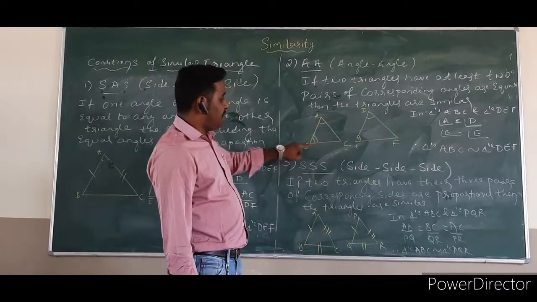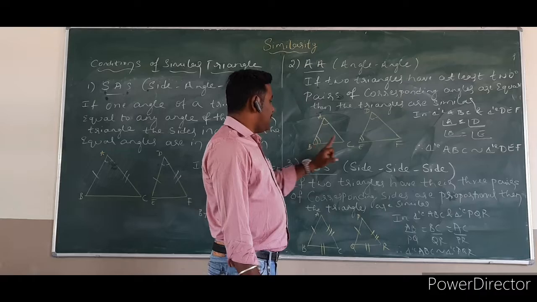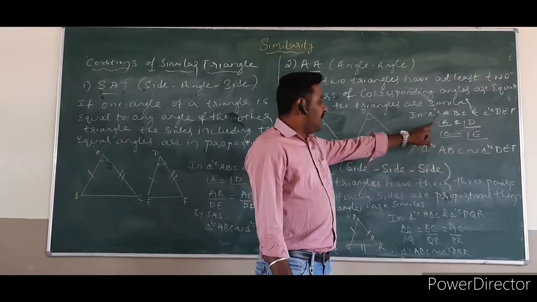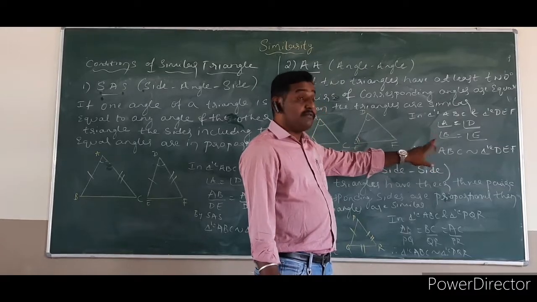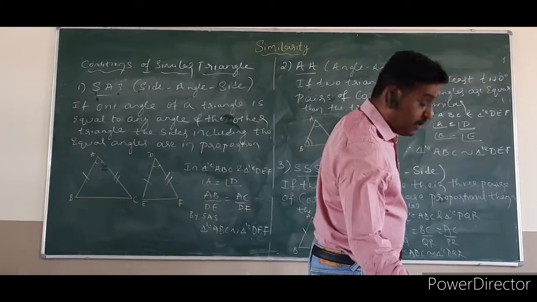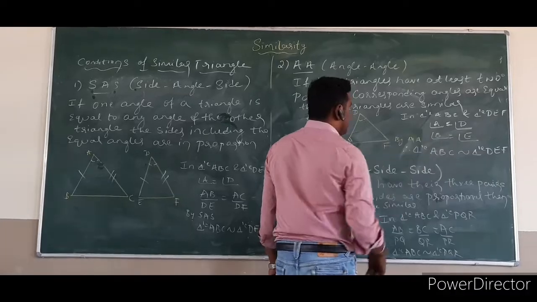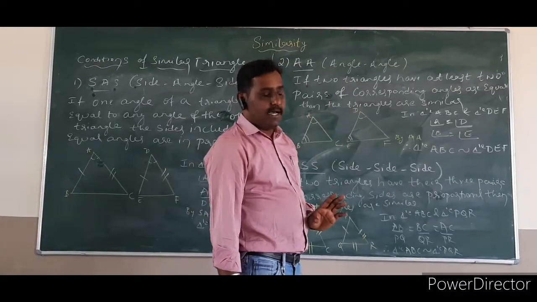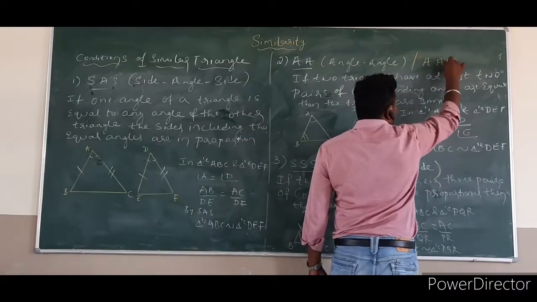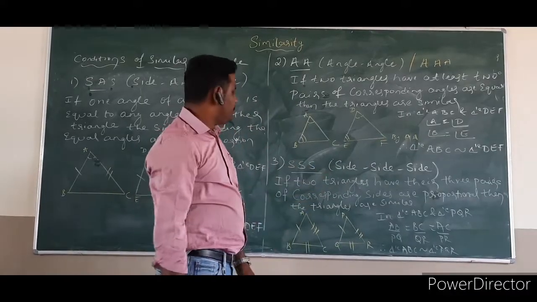So look at triangles ABC and DEF. Angle A is equal to angle D, and with the double mark, angle B is equal to angle E. So two angles are proved. Based on these two angles, by the AA test, these two triangles are similar. While writing in the answer script, it is very important to state which postulate you are using. We can also call this AAA or AA. If you prove two angles, it is enough.